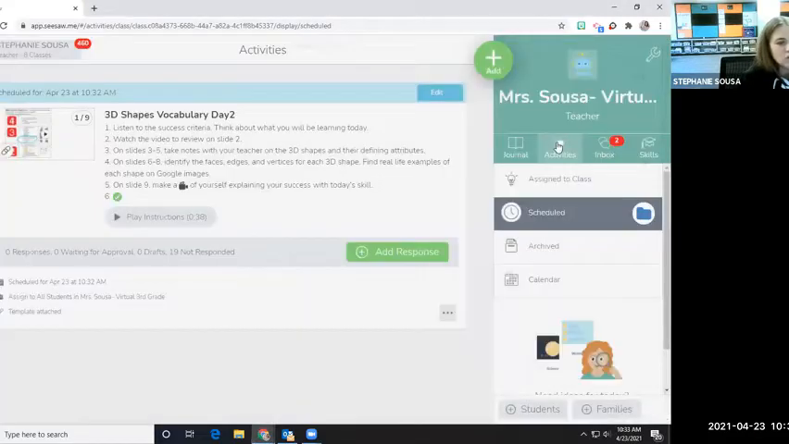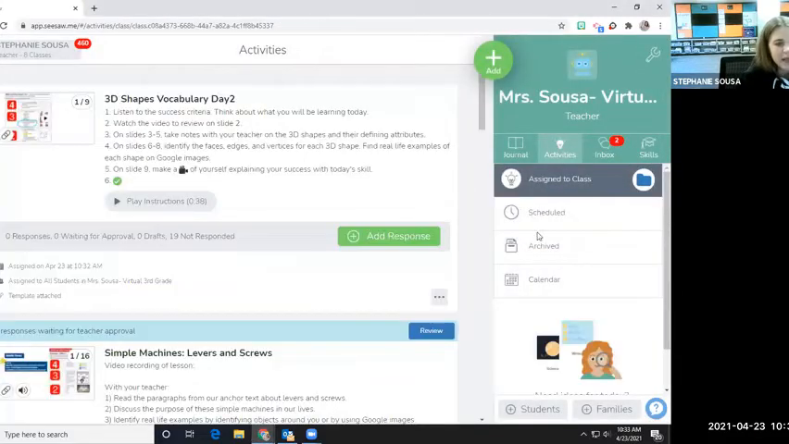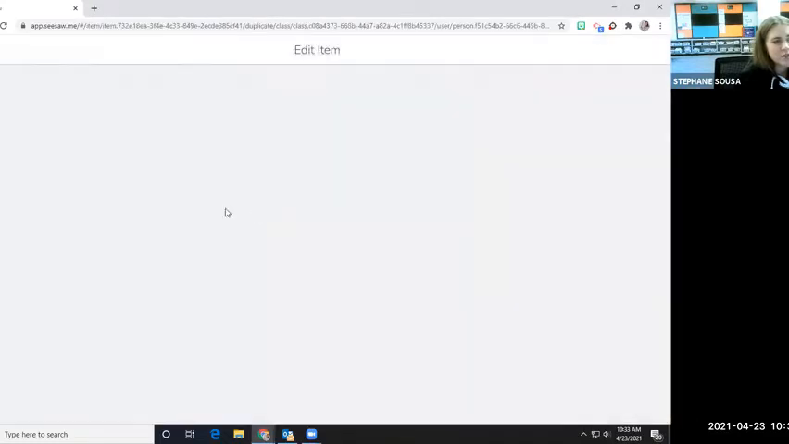If you would please join me on this activity. It has been unlocked to you in your Seesaw Activities tab. Yes, William, that first shape did look like a wedge. Good catch. 3D shapes, vocabulary, day 2. Go ahead and add that response. Success criteria is what we just looked at together on slide 1. We're going to hop to slide 2.